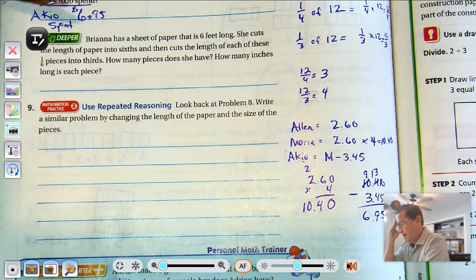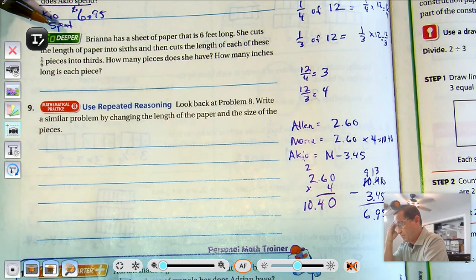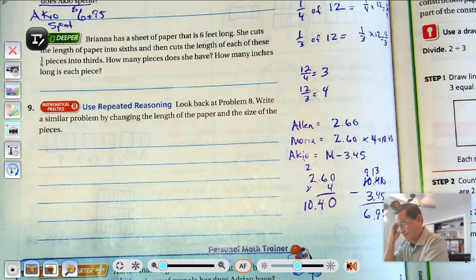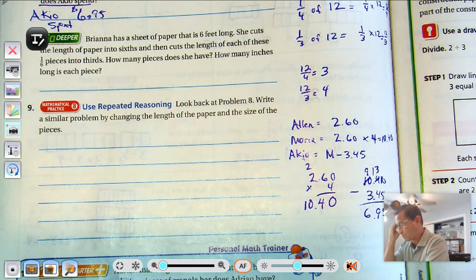Right, number 8. Brianna has a sheet of paper that is 6 feet long. She cuts the length of paper into sixths and then cuts each of these 1/6 pieces into thirds. How many pieces does she have?